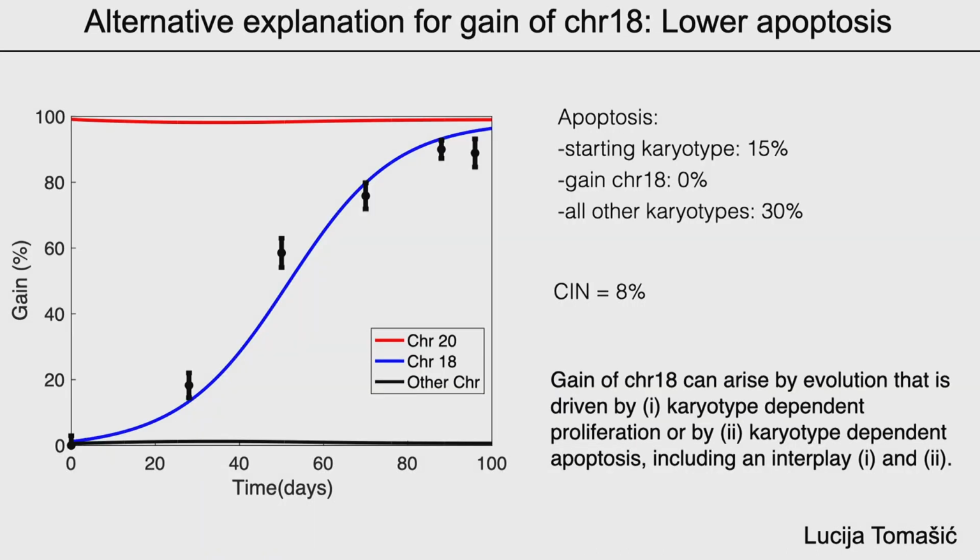What this model couldn't completely rule out is whether this is about proliferation or about cell death. We also tried to explain this behavior by setting the parameters to have a different rate of apoptosis, and we could again explain this behavior by cell death. So apoptosis or cell death can also explain the data. So our conclusion is that it is either proliferation or apoptosis, or even an interplay between these 2 processes.